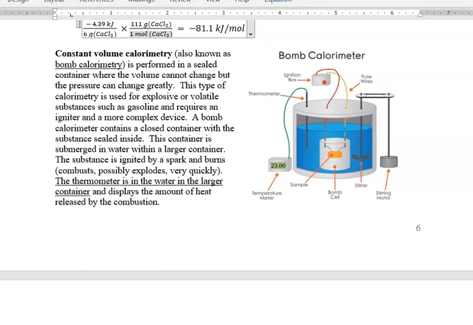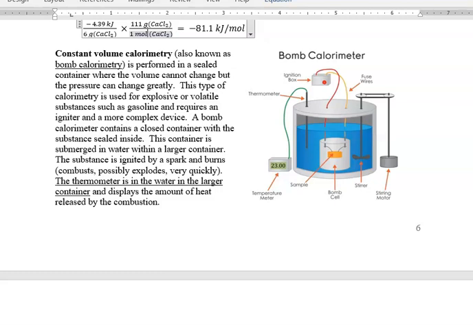This type of calorimetry is used for explosive or volatile substances, such as gasoline, and requires an igniter and a more complex device. So instead of throwing the sodium hydroxide in the solution like we did in the last one, this one you actually have it in an enclosed container. But the heat is able to escape from that enclosed container and get out into the water in the same way that it did in the last one.